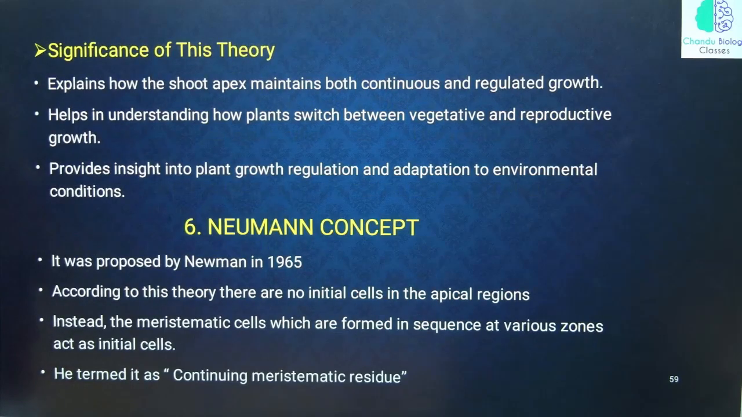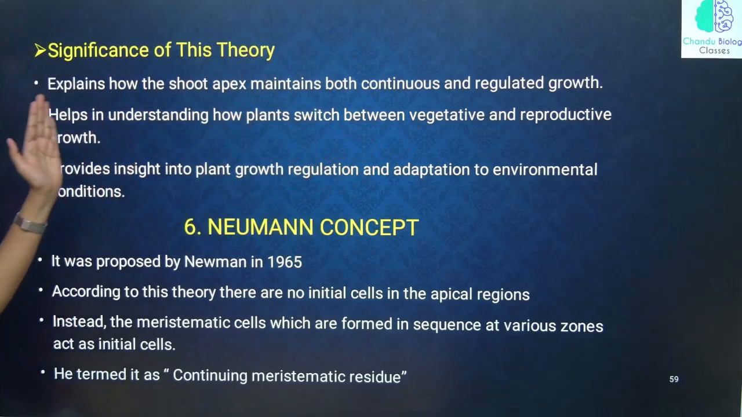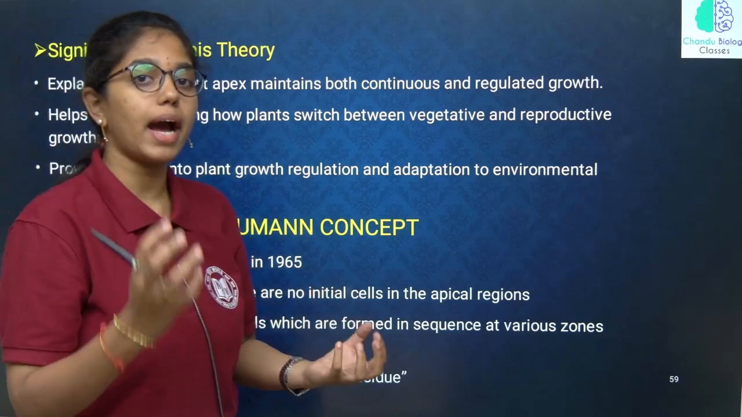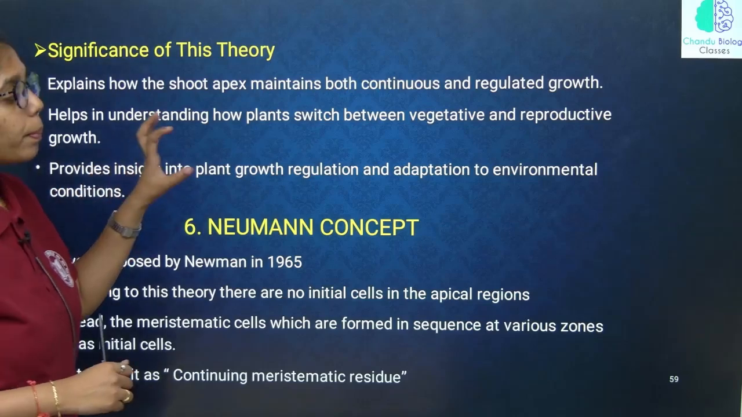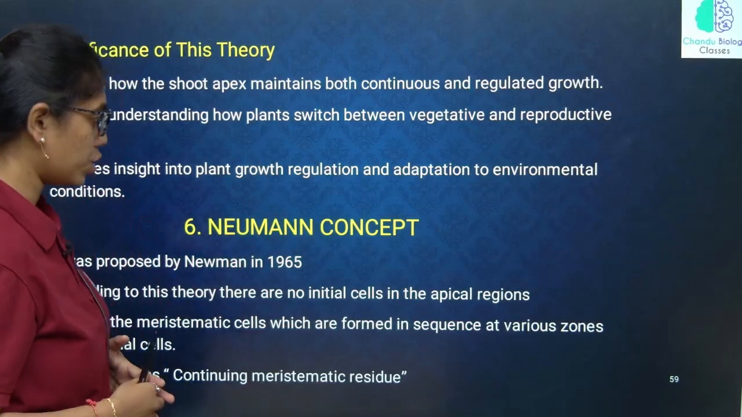The significance of this theory is that it explains shoot apex both continuous and regulated growth. It helps in understanding how plants switch between vegetative and reproductive phases of growth. Third, it provides insight into plant growth regulation and adaptation to environmental conditions as well.